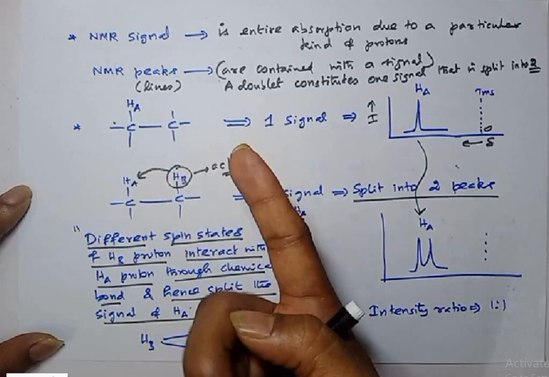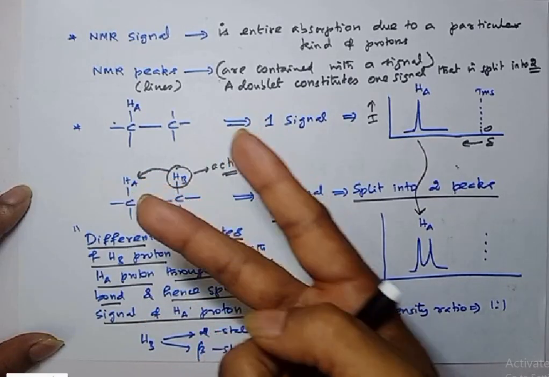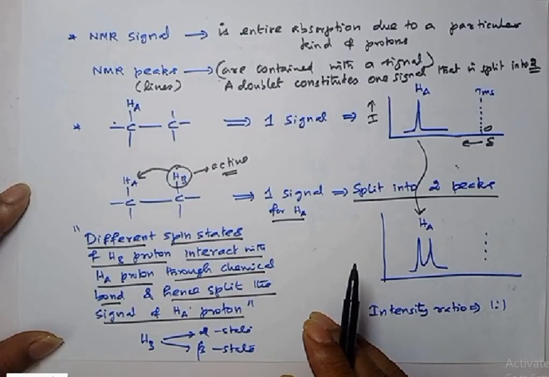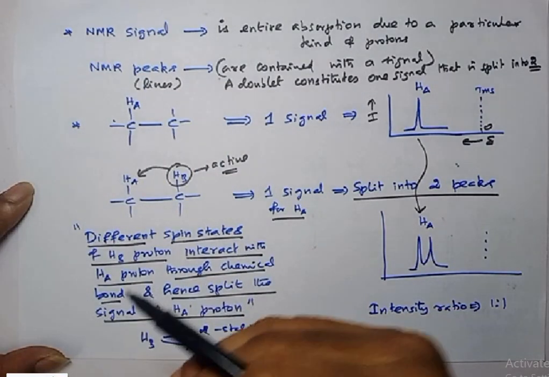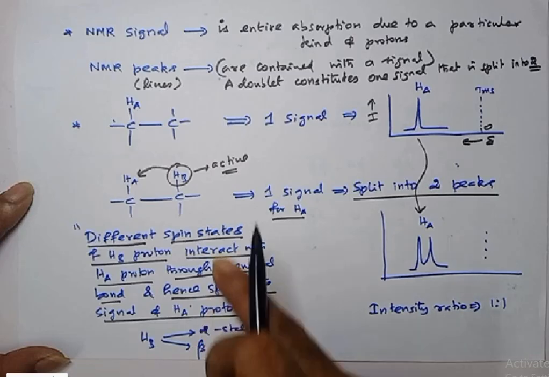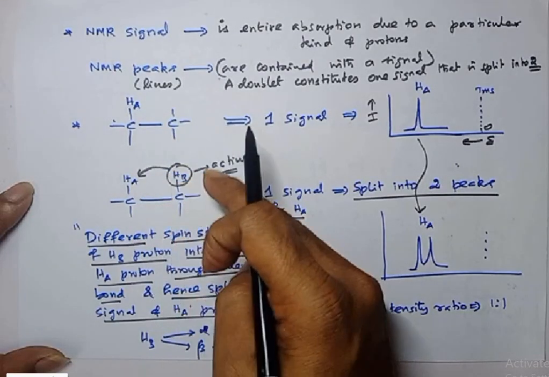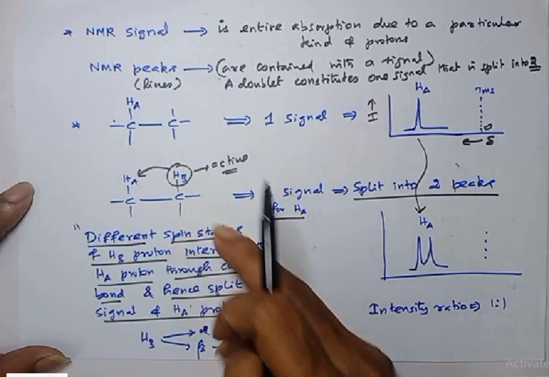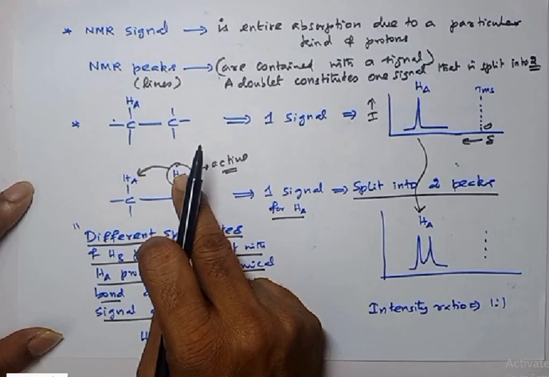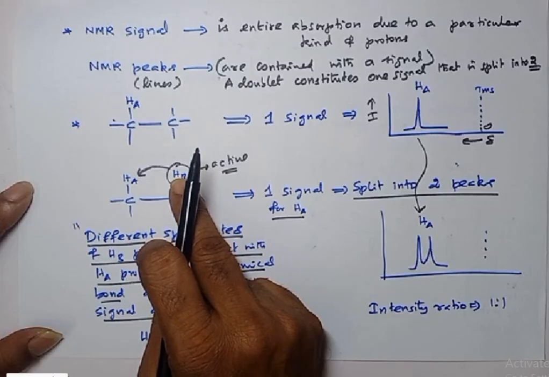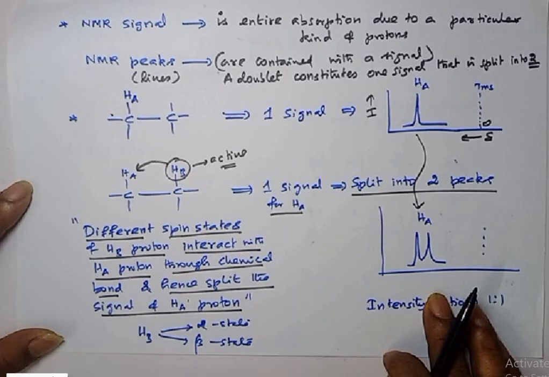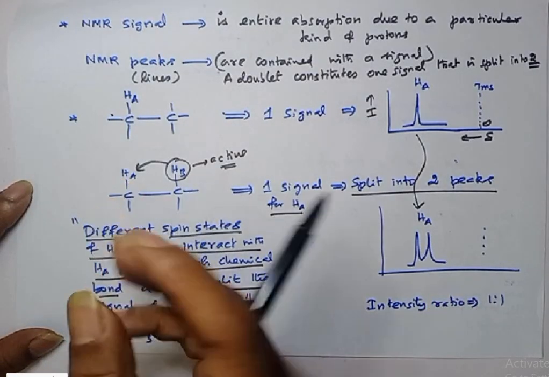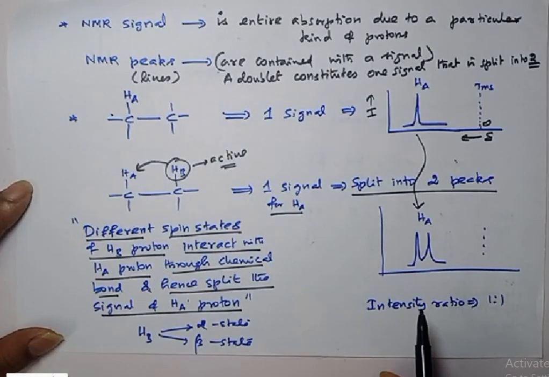Okay, I have one HB proton. That proton has two spin states, alpha and beta. Listen, the alpha state, you know very well, is reinforced with the external field. The beta state is the one where the secondary magnetic field generated by the electrons or by the nucleus of HB will oppose the external magnetic field, right? Because of that, the HA proton sees two different types of signals.